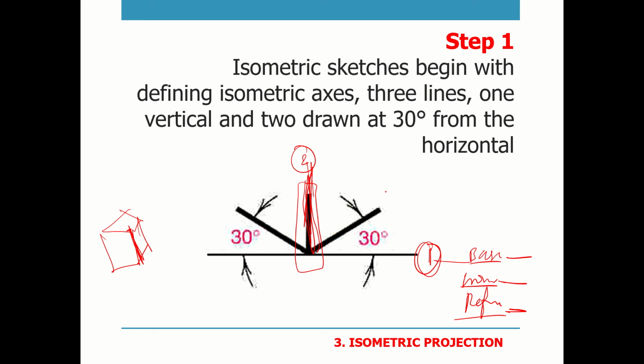Third step, number 3, what you will do? You will draw a line which is 30 degree from here. Another line, number 4, which is 30 degree from here. Okay, fine.